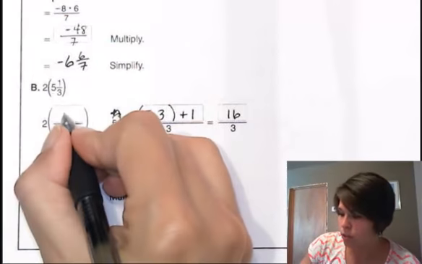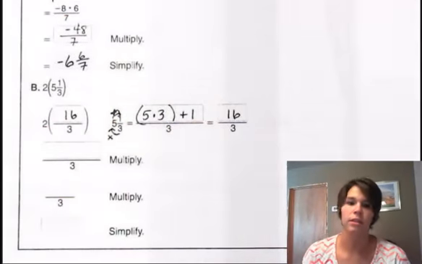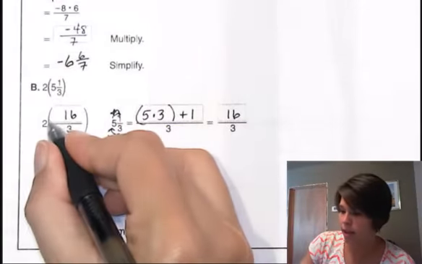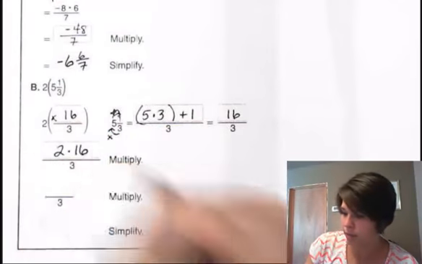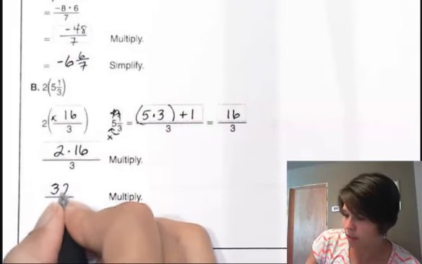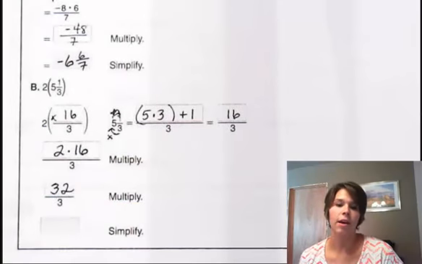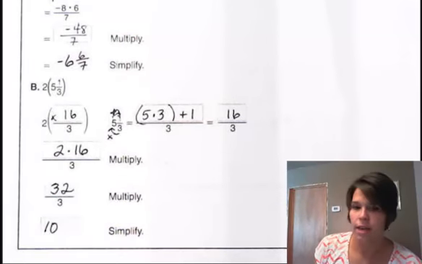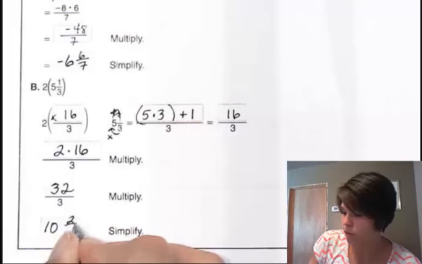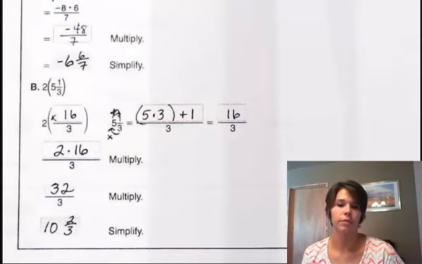So now I've got 2 times 16 thirds. I can multiply 2 times 16. 2 times 16 is 32. And now I'm going to simplify it. 3 goes into 32 10 times, with 2 as my remainder left over.